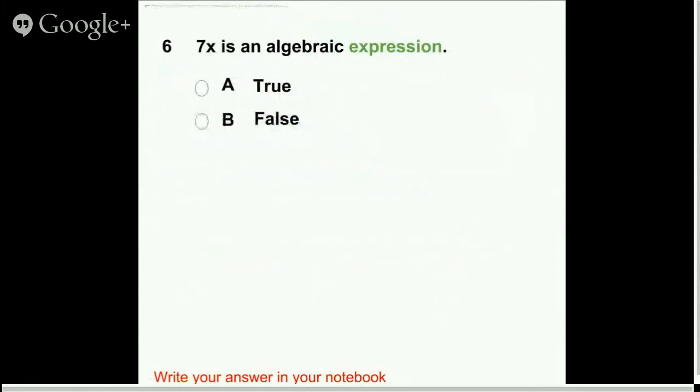All right, is this an algebraic expression? True or false? Write your answer in your notebook, go and pause it. A, it is an algebraic expression with one term. How about this one? Go ahead and pause it. Correct answer is A. No, I'm sorry, B, false. There's no variable in here, okay? So it's not an algebraic expression. It's just a number.